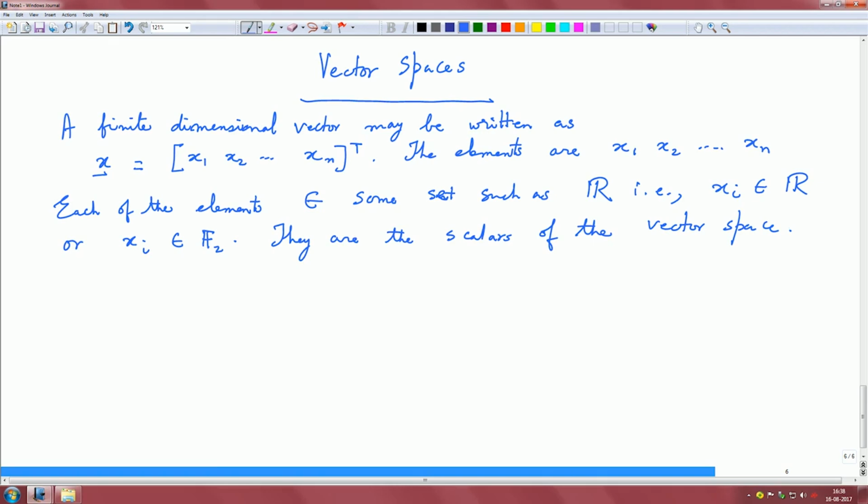Now, we will define what this linear vector space is. So, like we can imagine a finite dimensional vector comprising of some elements, and these elements can belong to some real field or some other finite field, and there also we have scalars for this vector space. So, with this we are in a position to start with the definition of a vector space.